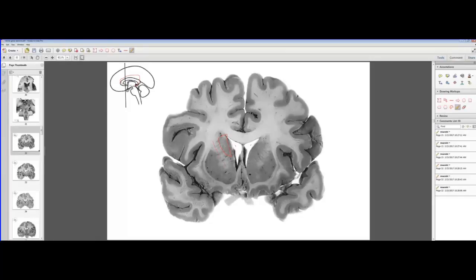Then we have the anterior limb of the internal capsule. How do I know it's the anterior limb? Because you'll see later it looks just like the posterior limb, but the marker for the posterior limb is the thalamus. If we see thalamus, then we know that white matter structure has to be the posterior limb. And on the other side of the anterior limb of the internal capsule, we have the putamen.